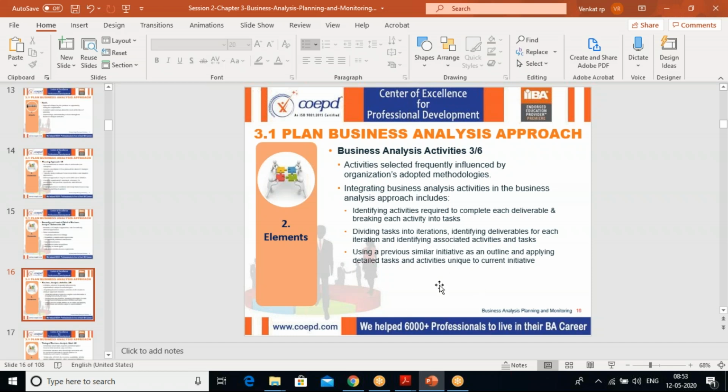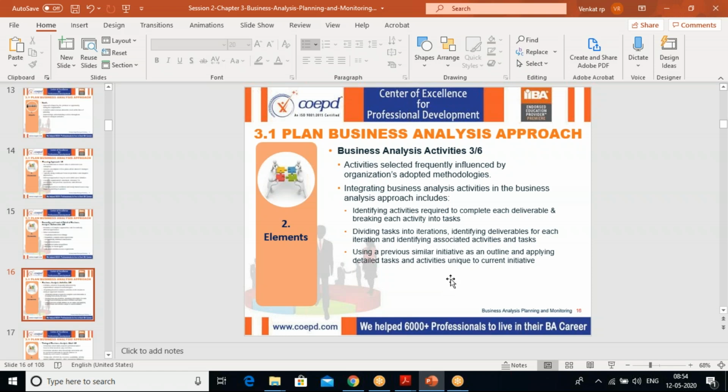The next one is business analysis activities. As a business analyst, we need to identify what activities we are going to do. All our business analysis activities are directly influenced by the project methodologies and models being used. Based on that, our business analysis approach also changes. So here we have to adapt to the SDLC, the software development lifecycle, which the current project is adopting, and make our approach adaptable to it.